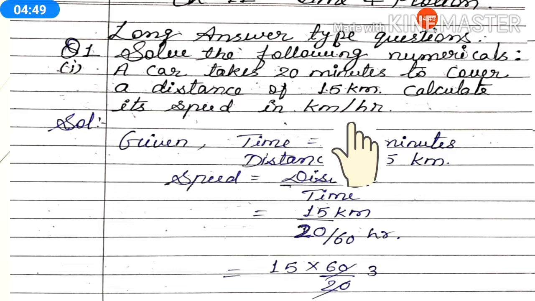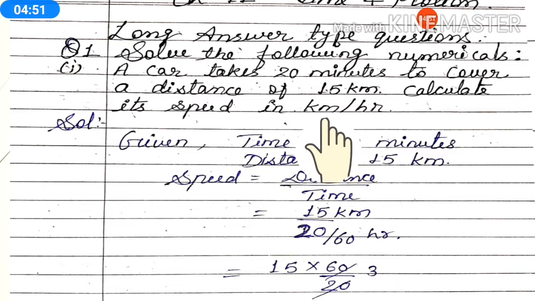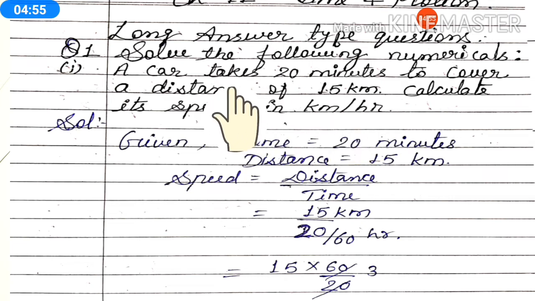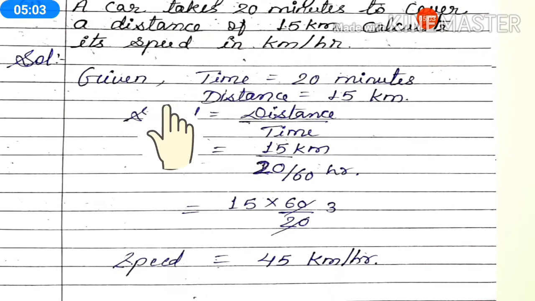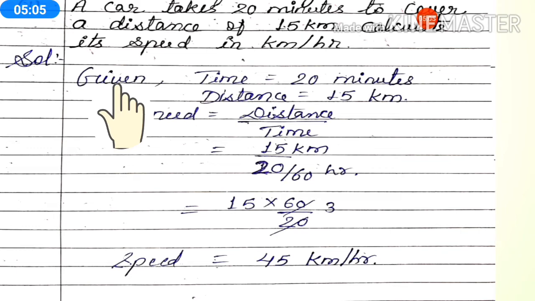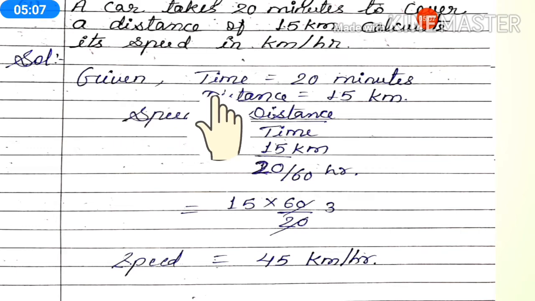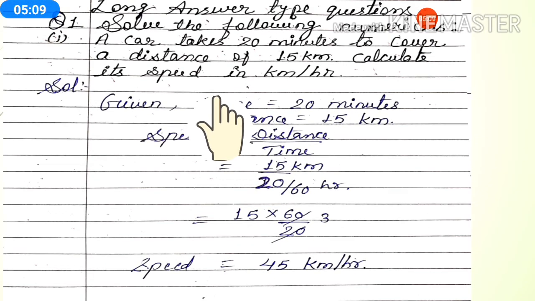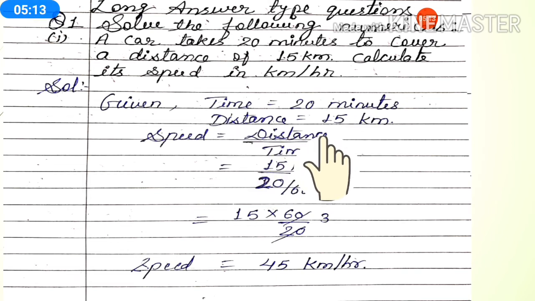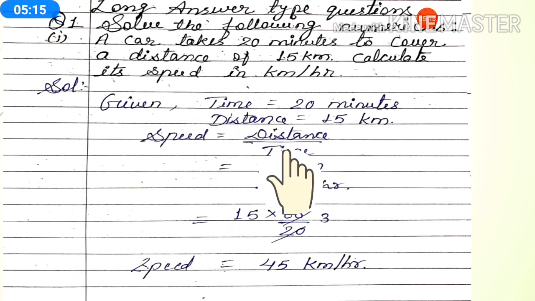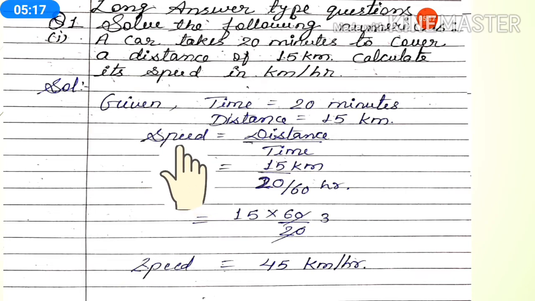Okay, so for that we need the units in kilometer and hour. The distance is already given in kilometer, but the time is given in minutes, so we can convert the minutes into hours. Let's see. Here we need to mention first what the given things are. Time is given as 20 minutes. Distance is given as 15 kilometer. And we have to find speed.